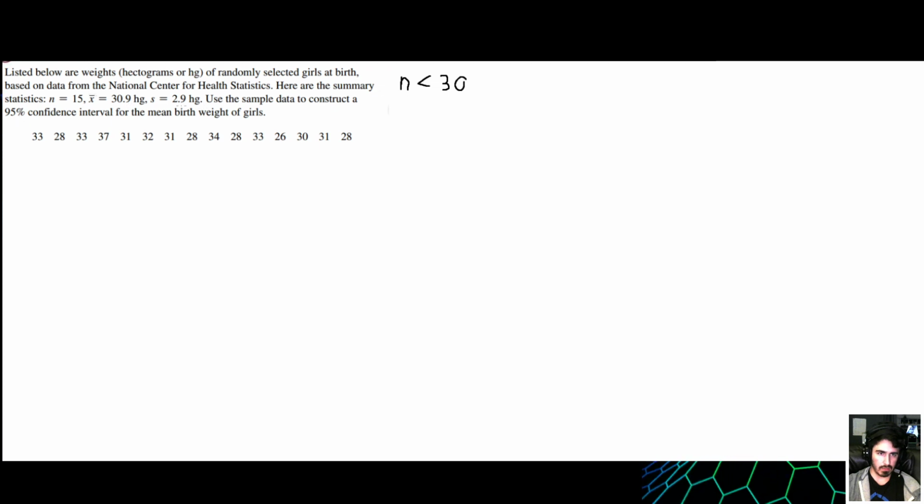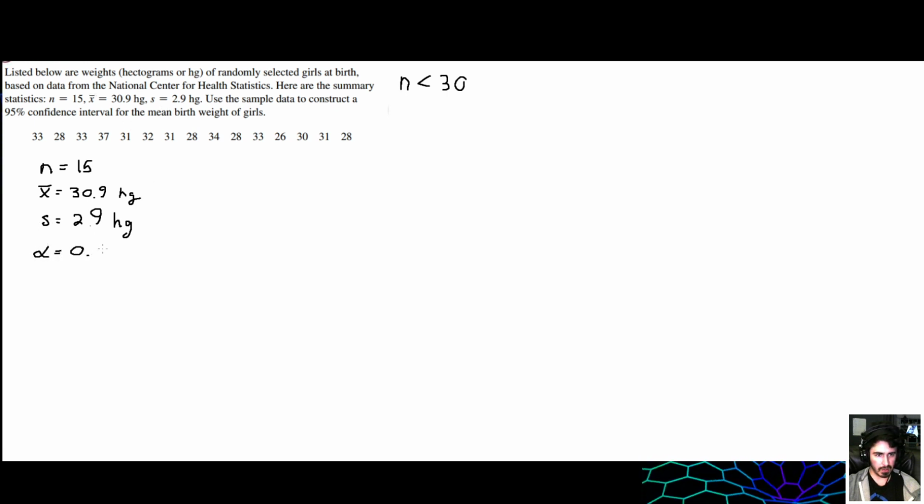And here we see that our n is 15, so n equals 15. We see that our average is 30.9. And our S value is 2.9. And this data is actually in hectograms, or Hg. And we want to find a 95% confidence interval of the mean birth weight of girls. So our alpha value is 0.05.